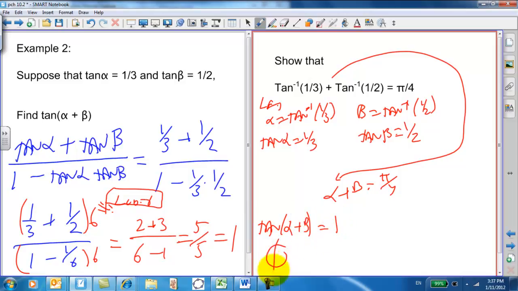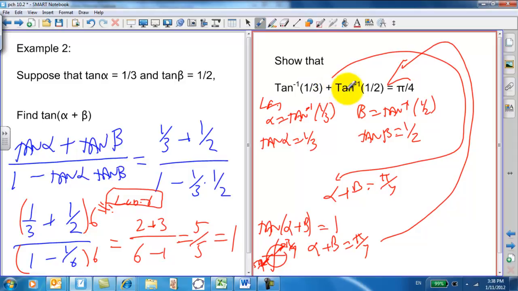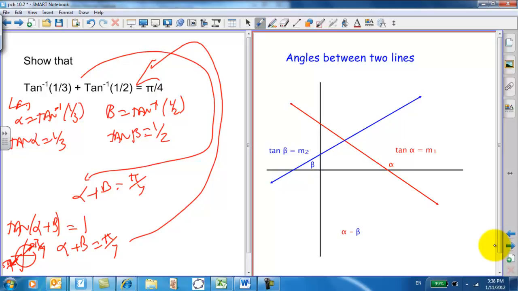And where does that happen? Only here or down here in this quadrant? At pi over 4 or at 5 pi over 4? Now that's not possible if both alpha and beta are essentially first quadrant angles, because if I define it this way, it's inverse tangent of a third, that only gives an angle between negative pi over 2 and pi over 2 by the inverse tangent range rule. And since it's positive, it must be in the first quadrant. So therefore, alpha plus beta equals pi over 4, and therefore then inverse tangent of a third plus inverse tangent of a half equals pi over 4.